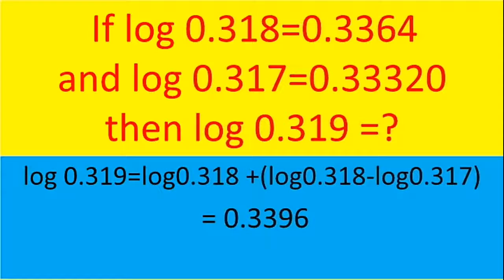Log 0.318 plus the difference between log 0.318 minus log 0.317. That difference, if you add, you will end up with the answer 0.3376. Very simple question, isn't it?